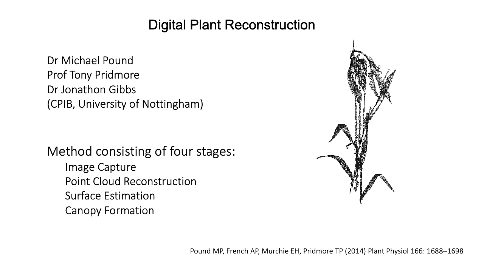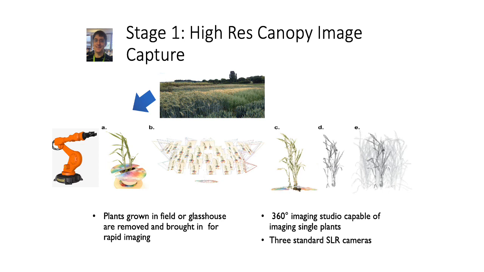So several years ago we developed a method for digital plant reconstruction, and this method was described by Alexandra Burgess in her talk that precedes mine, and she has used this method extensively and carried out many publications using this method. I refer you to her presentation for this, but just as a reminder, this method consists of 4 stages: image capture, point cloud reconstruction, surface estimation, and canopy formation. Plants are typically grown in the field or the glasshouses, and are then removed and brought in for rapid imaging, either manually or using a robot.